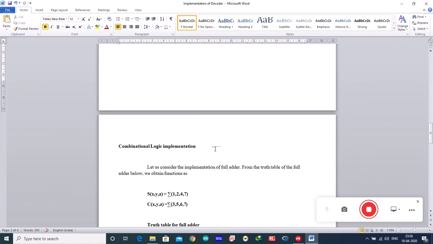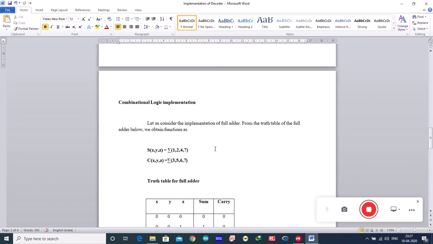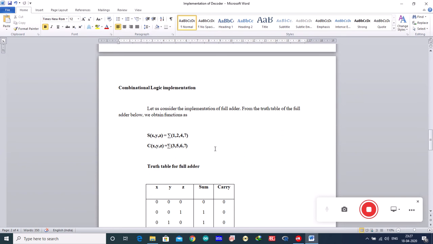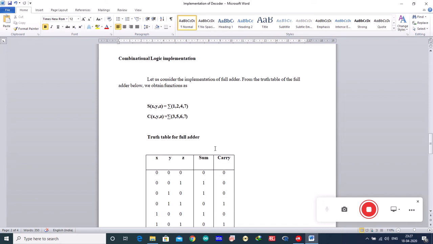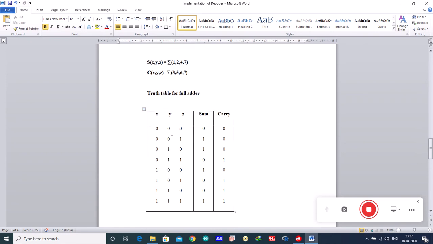Now let us see how you implement any given combinational logic. For example, here I am considering the implementation of a full adder. You know that a full adder adds 3 bits, and for the implementation you definitely need to look at the truth table. So let us see how we write the truth table. You have 3 bits, that is 3 inputs, so obviously the combinations will be 2 power 3, that is 8, from 0 to 7, 0 0 0 to 1 1 1.